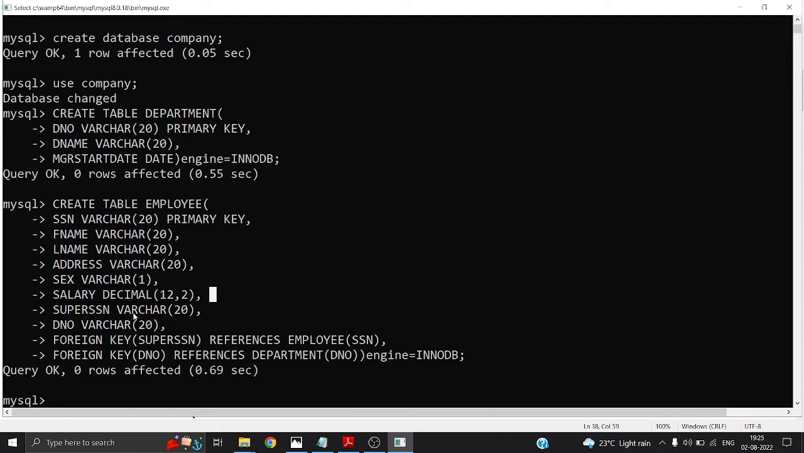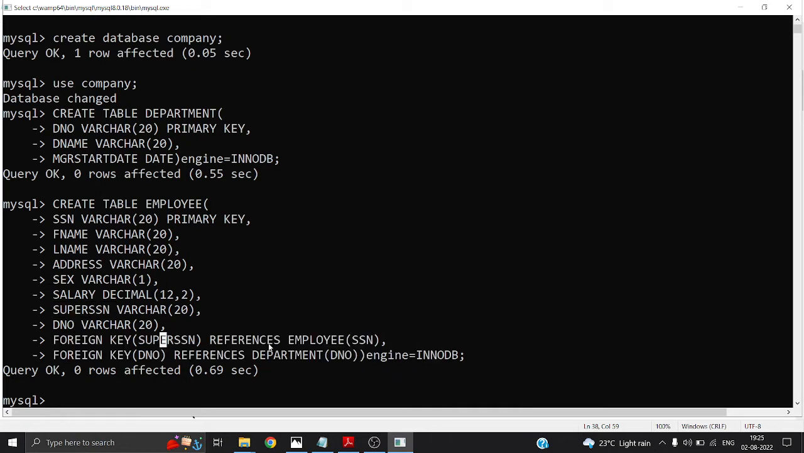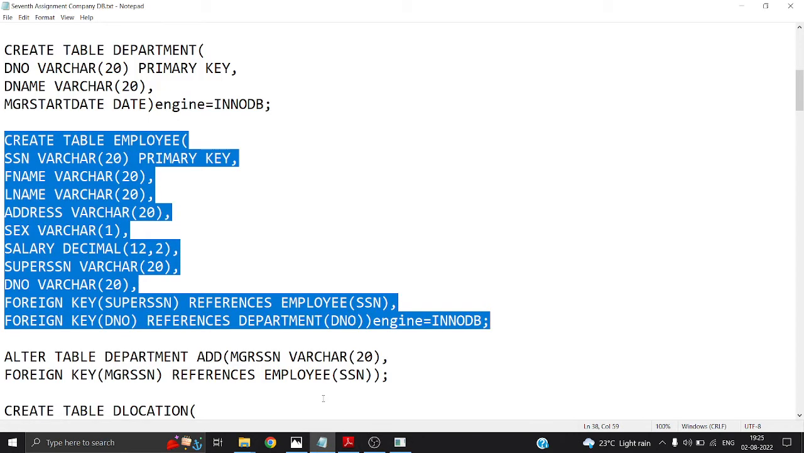Then SuperSSN is included, as this is referring to the same table. Here you can see two columns are going to act as foreign keys: SuperSSN, which is referring to the same table, and department number, which is going to refer to the department table. So these two are the foreign keys. Now I have created the second table.